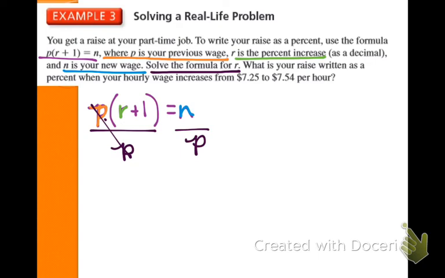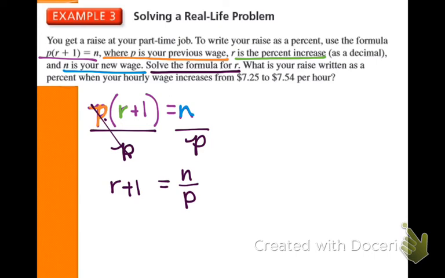So that would be my recommendation, because now on the left side, we have r plus 1. Do I need these parentheses anymore? I don't. They're not being multiplied anymore. It's just r plus 1. And on the right side, we have n divided by p.